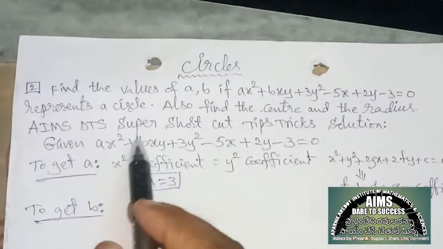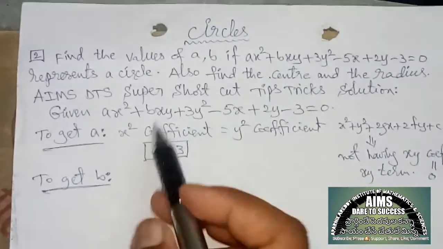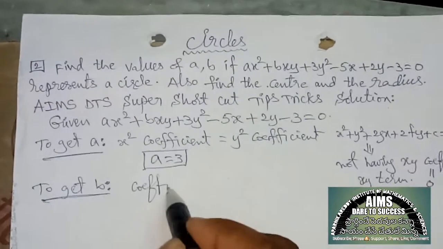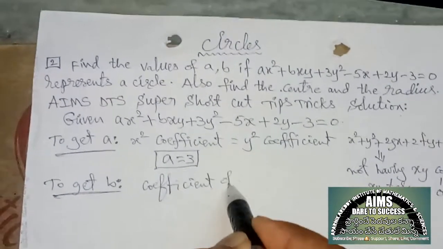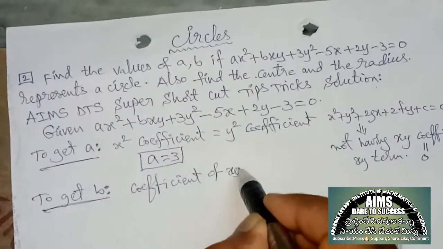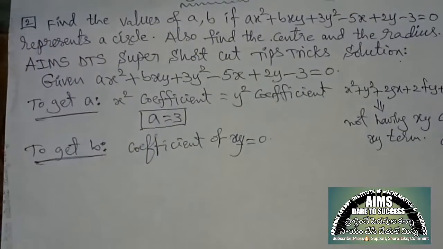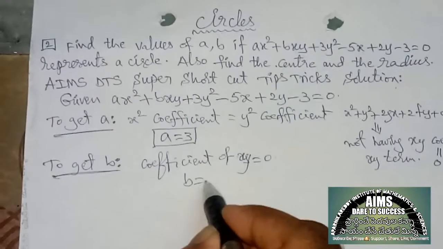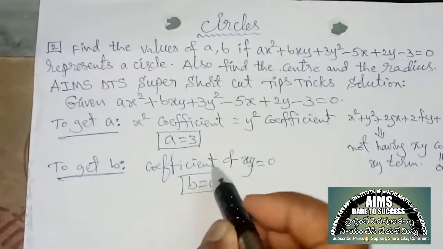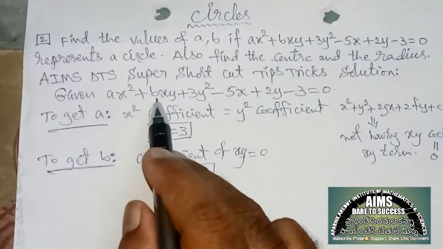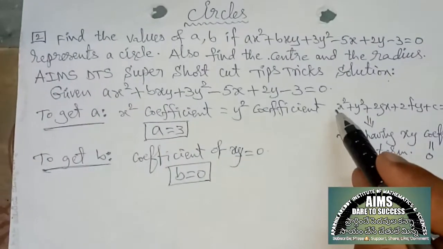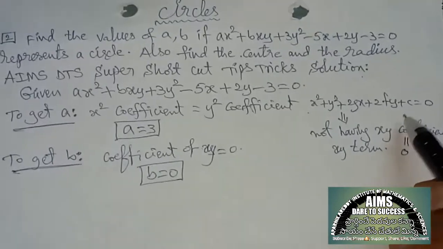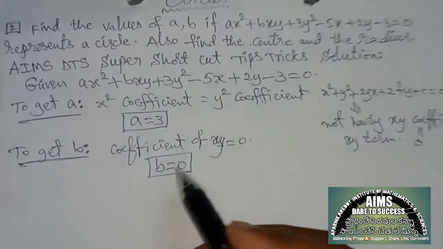So to get b, it is the xy coefficient. So here the coefficient of xy is equal to 0. What is the coefficient of xy? b is equal to 0. Why are you taking the coefficient of xy equal to 0 to get b value? In the standard equation of the circle we are not having an xy term. That's why the coefficient of xy is equal to 0.